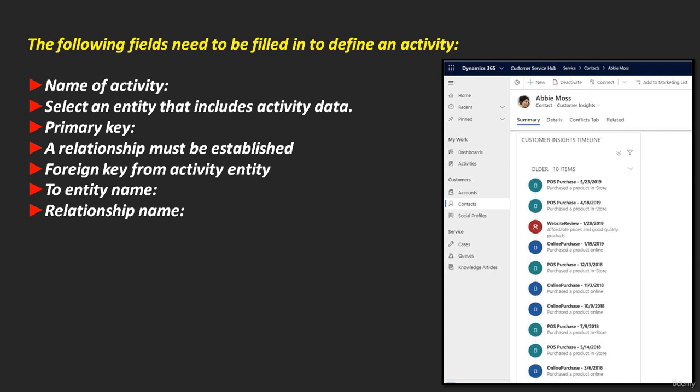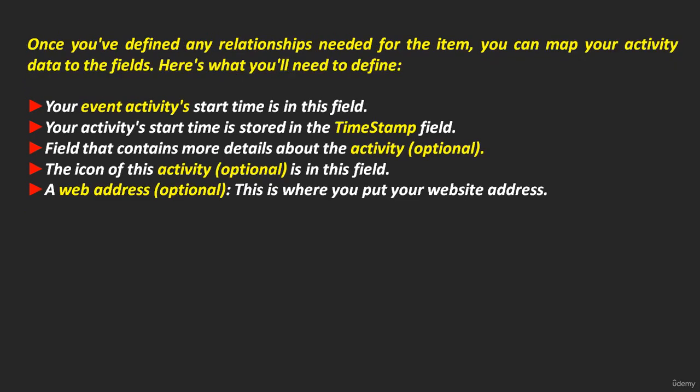There can only be letters or numbers in the name. Once you have defined any relationship needed for the activity, you can map your activity data to the fields. Here's what you will need to define. Your event activity's start time is in this field. Your activity start time is stored in the timestamp field. The details field contains more details about the activity. The icon of the activity is optional in this field. A web address is optional. This is where you put your website address.